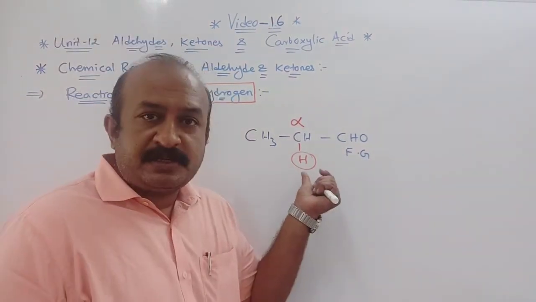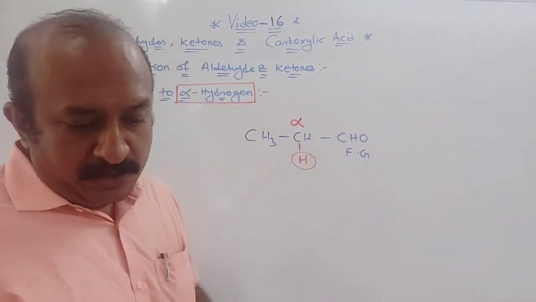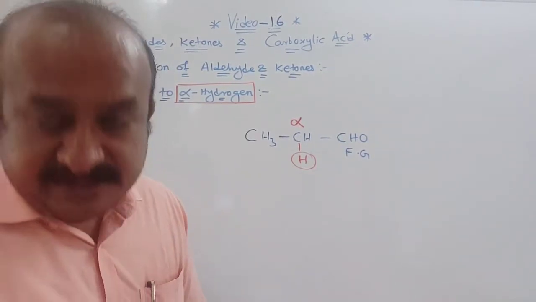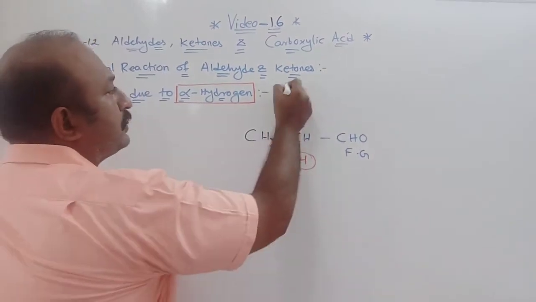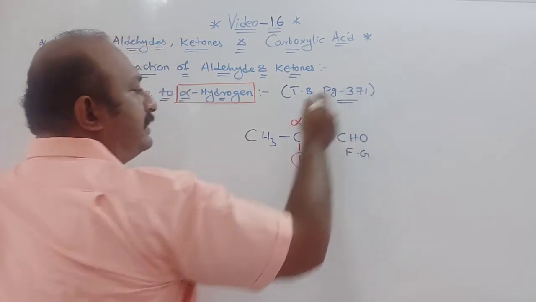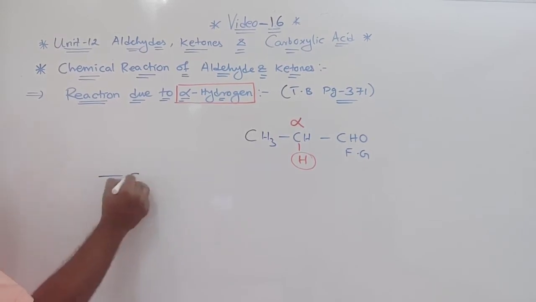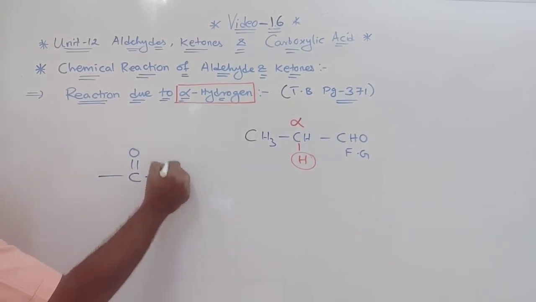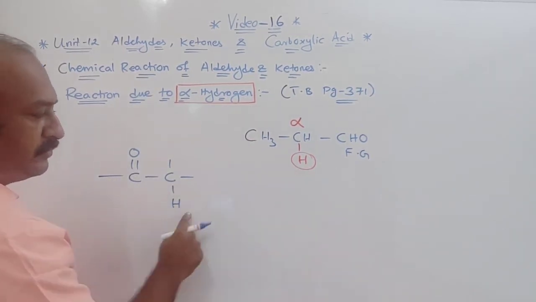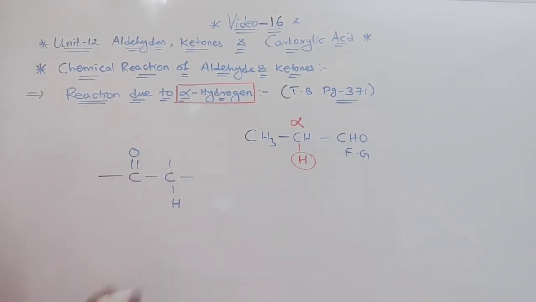So in this case, it will be used as a catalyst, what? Base. So here the mechanism given in your textbook is on page number 371. Textbook page 371. In that, one mechanism is given that we will see first. You can see they have written C double bond O, C, and here a hydrogen is written. Actually, this hydrogen is what we are talking about.